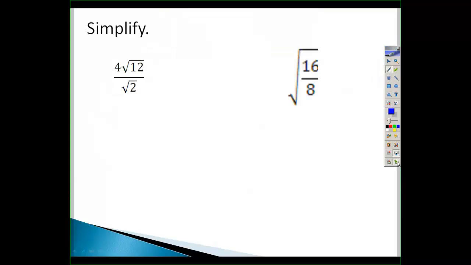All right, we're almost there. I'm going to show you two different ways to do this problem. The first way, the traditional way, we can multiply the top and the bottom by the square root of 2, and that'll get rid of that square root down there. What we'll have is 4 times the square root of 24 all over 2. And then we could reduce a little bit. That makes it 2 square root of 24. But really we can factor that.